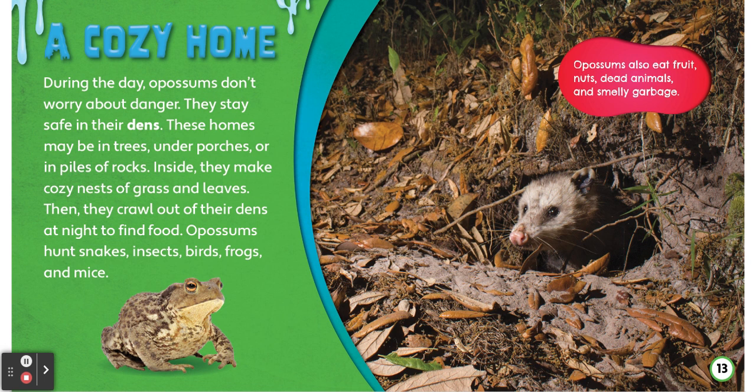These homes may be in trees, under porches, or in piles of rock. Inside, they make cozy nests of grass and leaves. Then they crawl out of their dens at night to find food. Possums hunt snakes, insects, birds, frogs, and mice. So now we're learning about the diet of the possum. It's saying that when they crawl out of their den, they will eat snakes, insects, birds, frogs, and mice. That's a big variety of diet right there.